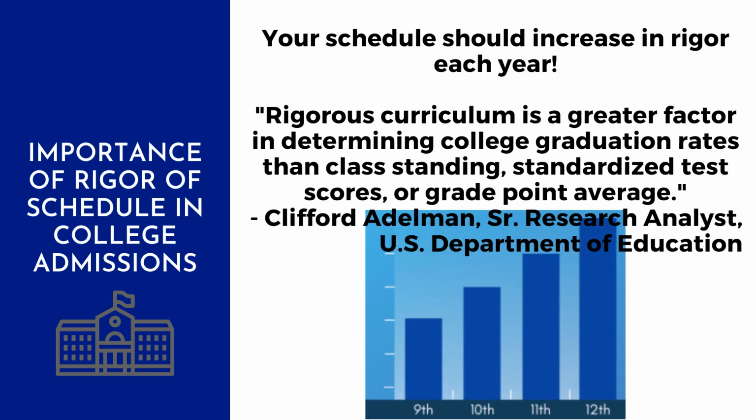While these are the minimums to be eligible for admission, it's important to note that colleges look at the rigor of your schedule each year you're in high school, and that rigor should be increasing. This quote comes from the U.S. Department of Education. Rigorous curriculum is a greater factor in determining college graduation rates than class standing, standardized test scores, or grade point average. Earning good grades is certainly important in college admissions. However, having rigorous college preparatory coursework is also extremely important.